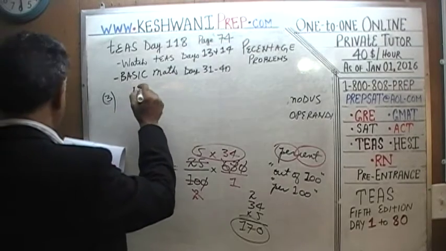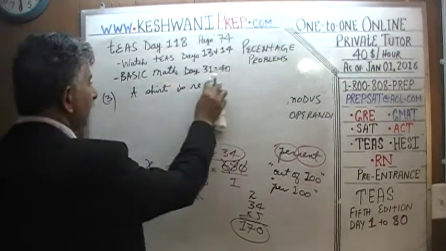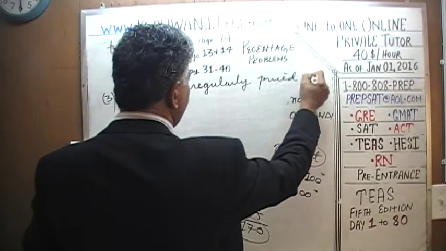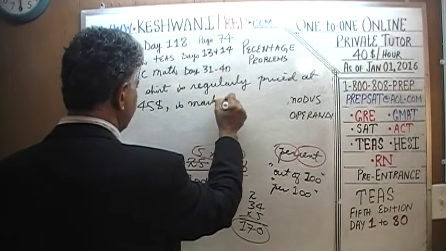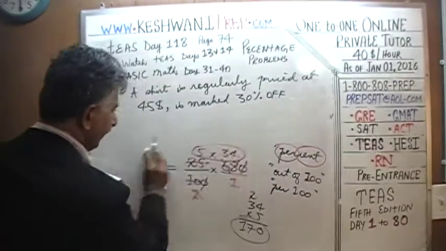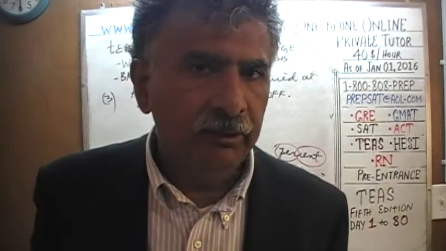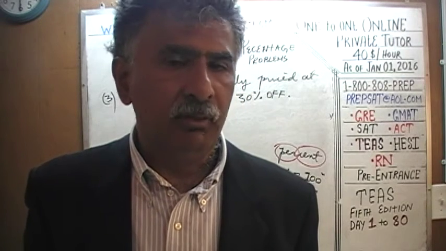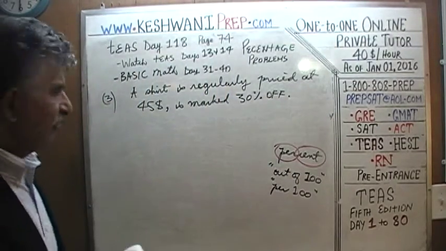Number 3 says, a shirt is regularly priced at $45 and is marked 30% off. I'm going to erase all of this. So a shirt, we are told, whose regular price is $45, and today they have a sale going on and it is marked 30% off its regular price. Don't say off its regular price. It's 30% off its regular price. Question is, what is the reduced price?